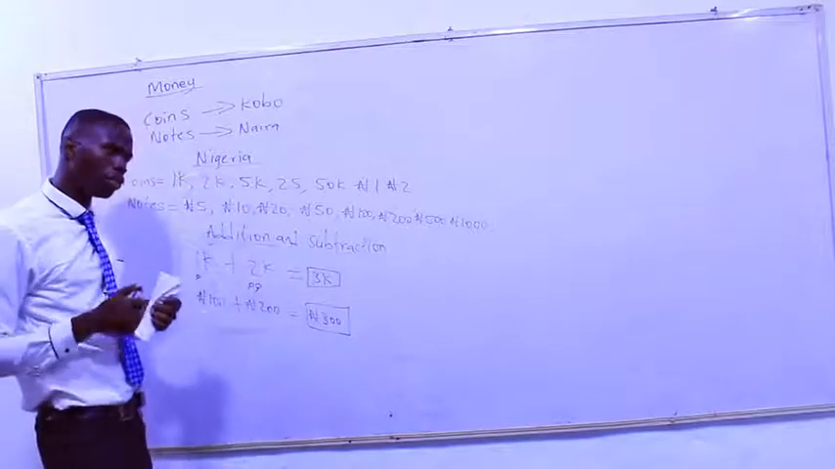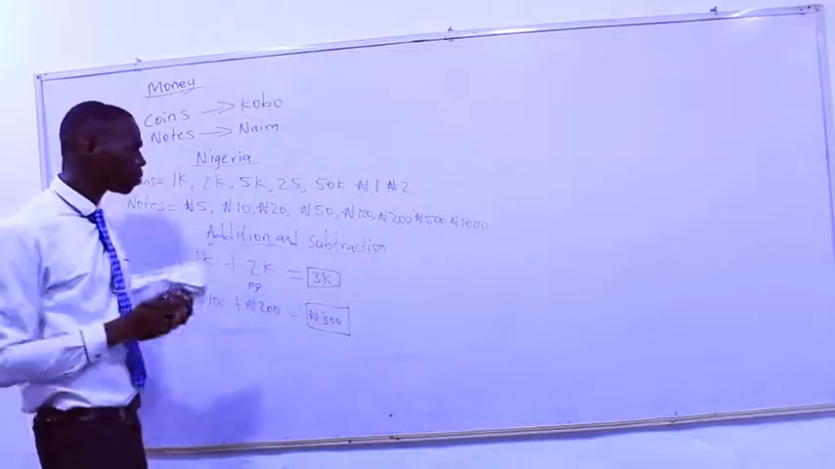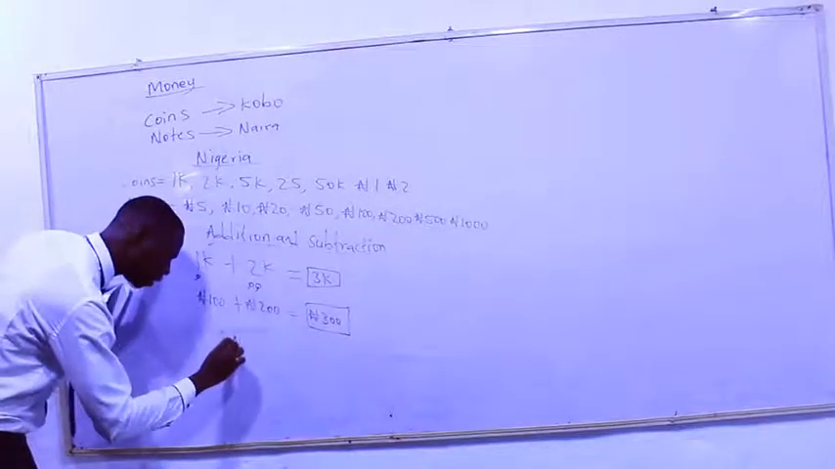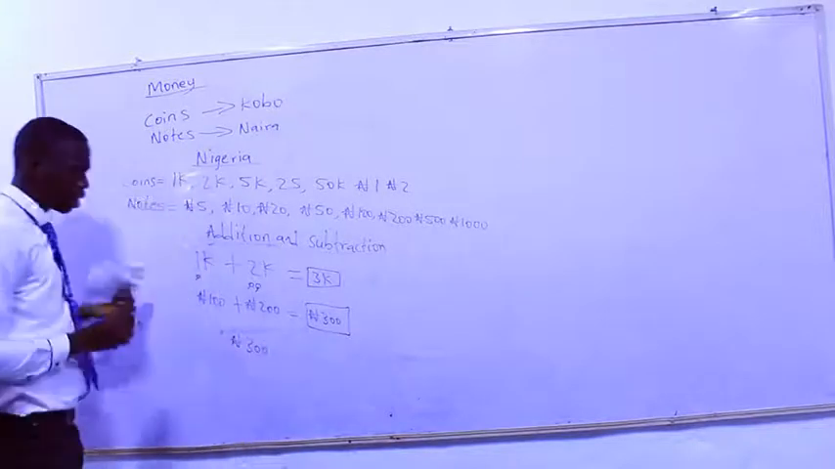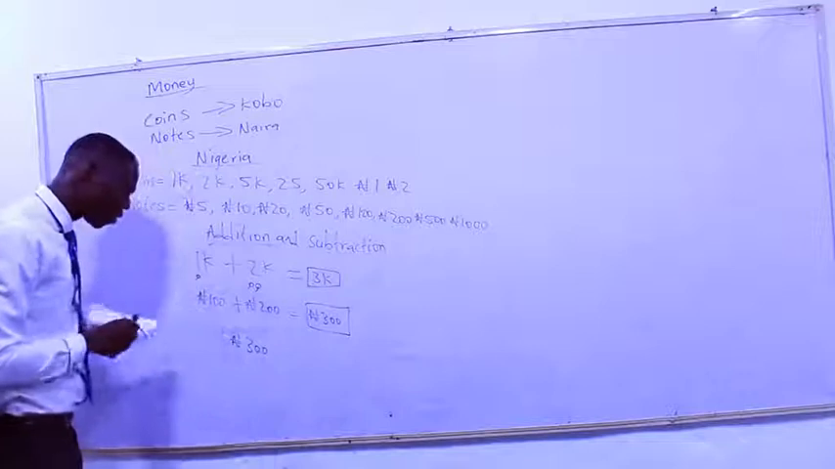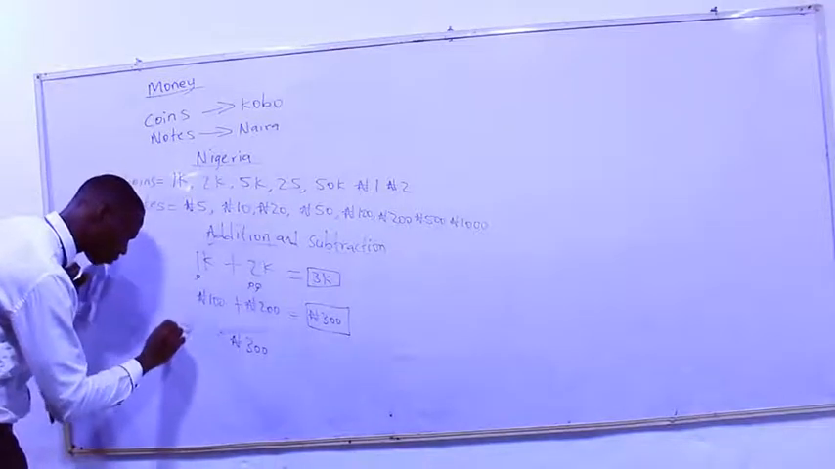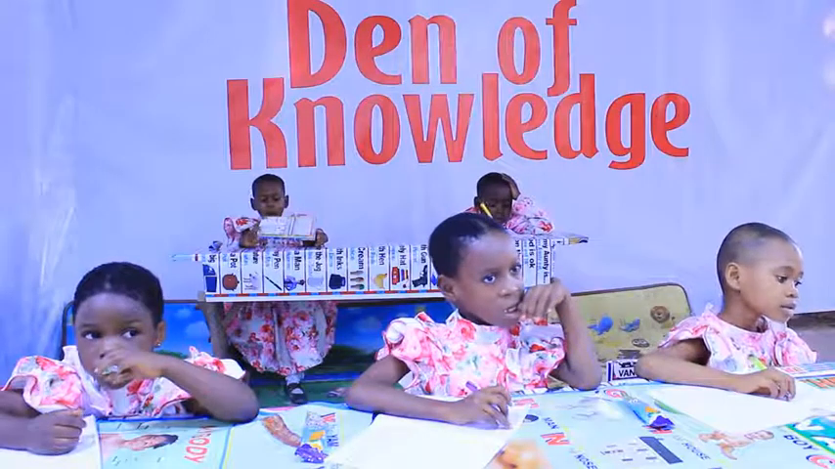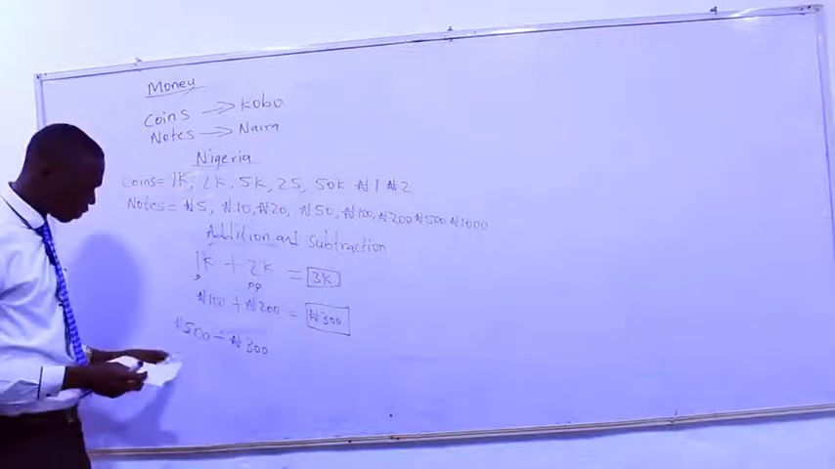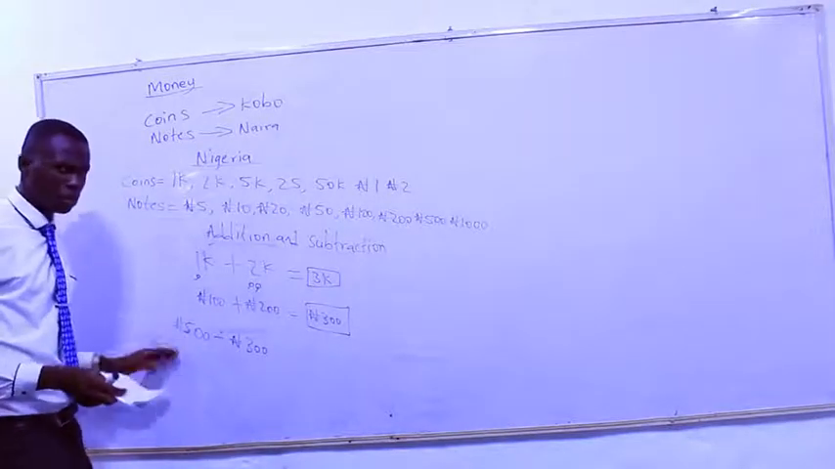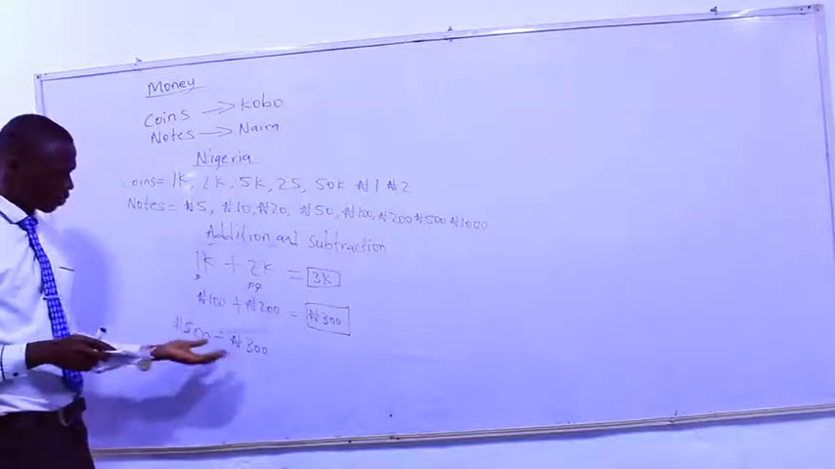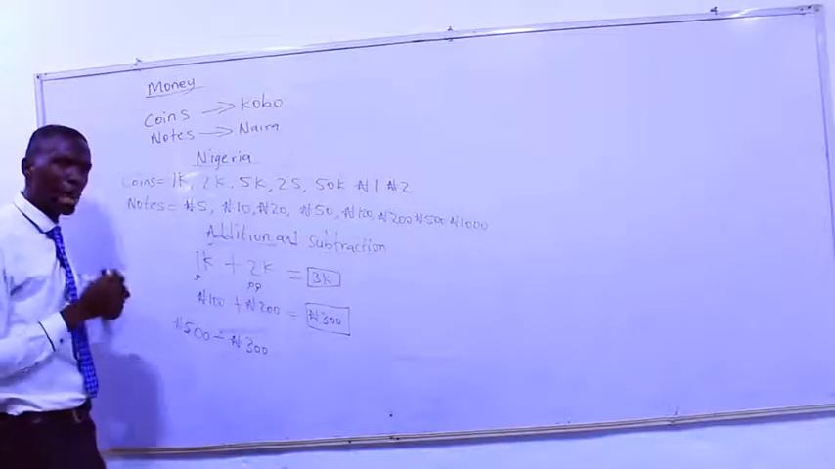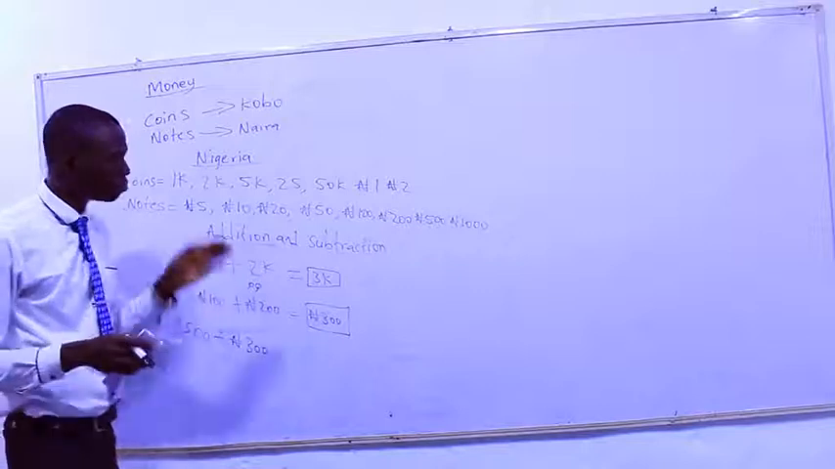In subtraction, when do we do subtraction in money? That is when, assuming you bought something that is worth, let's say 300, and you give the seller 500. You bought an item that is worth 300, you gave the seller 500. You can't go because 500 is bigger than 300. What you bought is worth 300. That is when subtraction will enter in money.